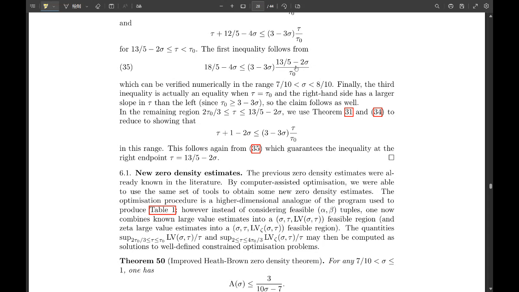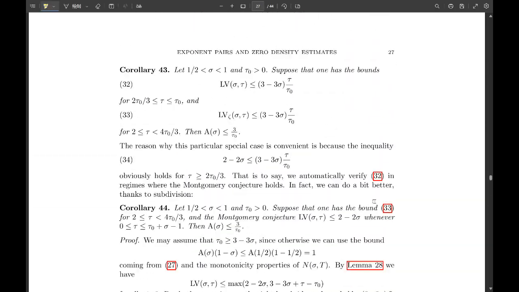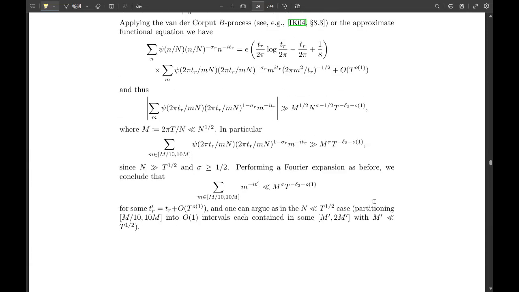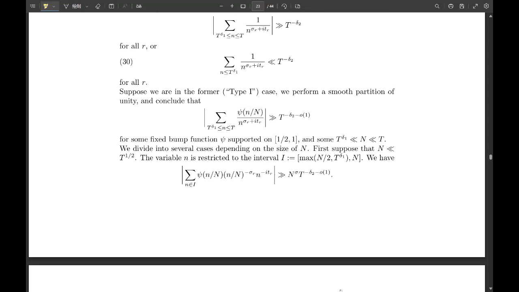So in short, a zero density estimate is about understanding the distribution of these zeros. Yeah, and the density hypothesis is a conjecture about the maximum density they can have. And these are very important for understanding prime numbers. Precisely. Does that help clarify things a bit? I hope so. All right, so where were we?